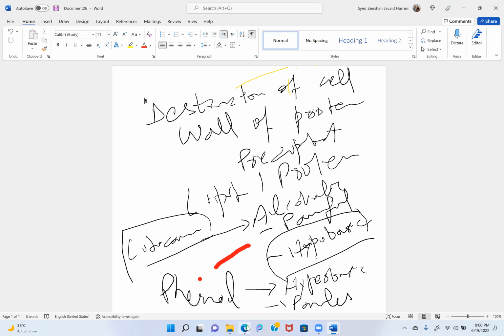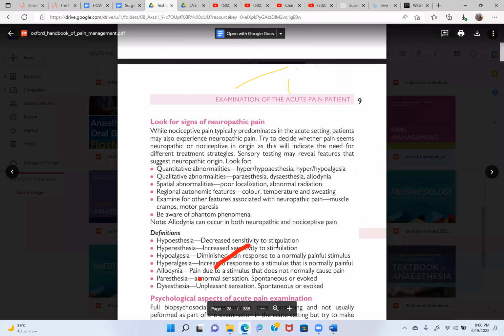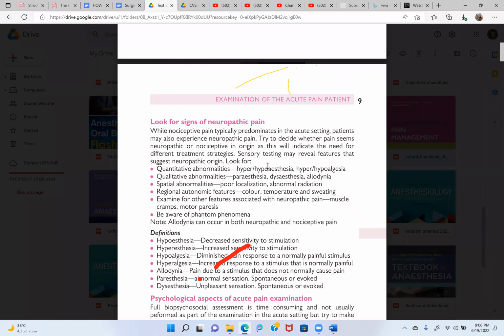I will just go back to what I was trying to say. This is also coming in MCQs. Hyperesthesia, hypoesthesia, hyperalgesia, hypoalgesia: increased pain or increased sensations, or decreased sensation. Hyper- or hypoesthesia. Okay, hyperalgesia and hypoalgesia, increased pain or decreased pain. Okay, so hyperalgesia, I will just give you a few words about hyperalgesia.